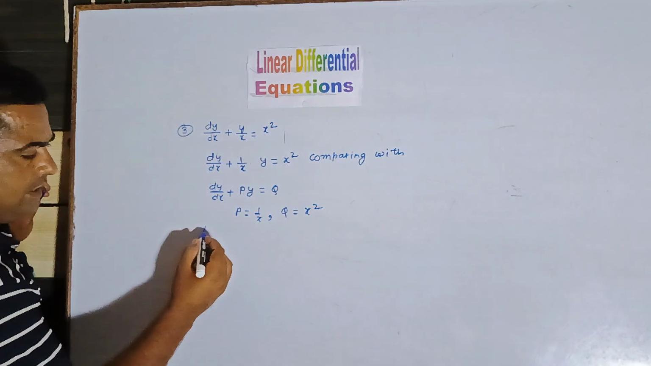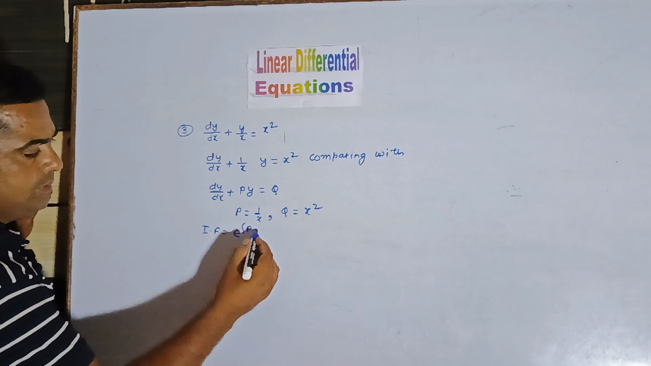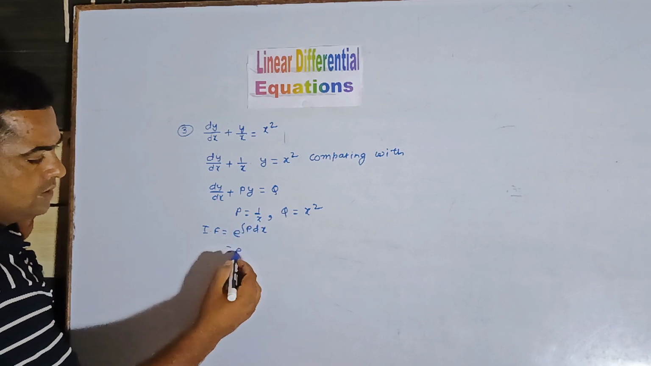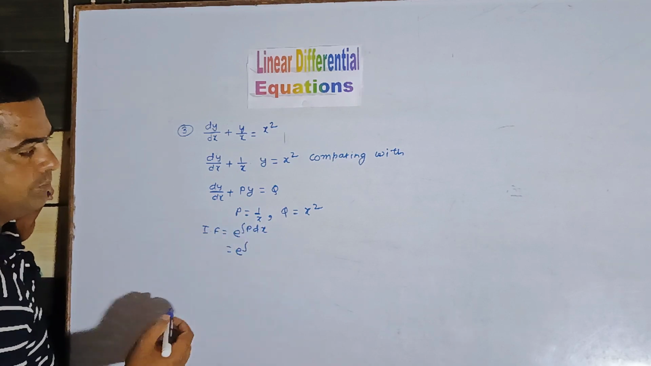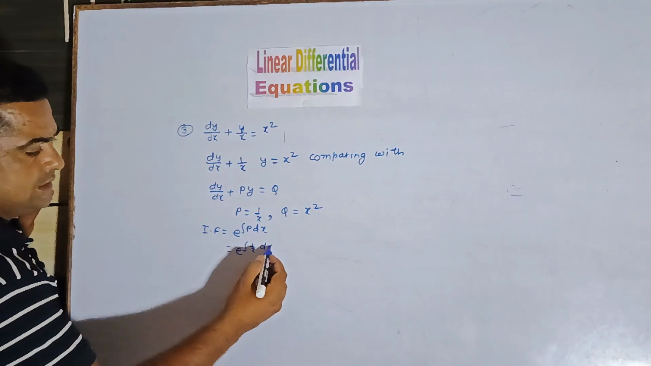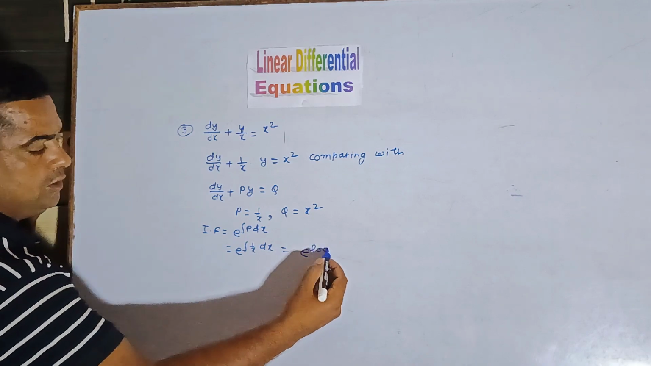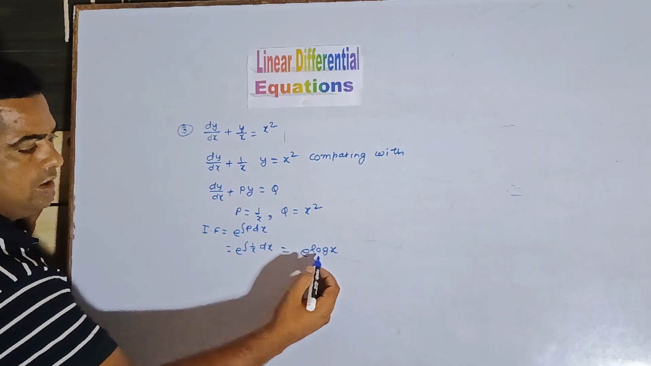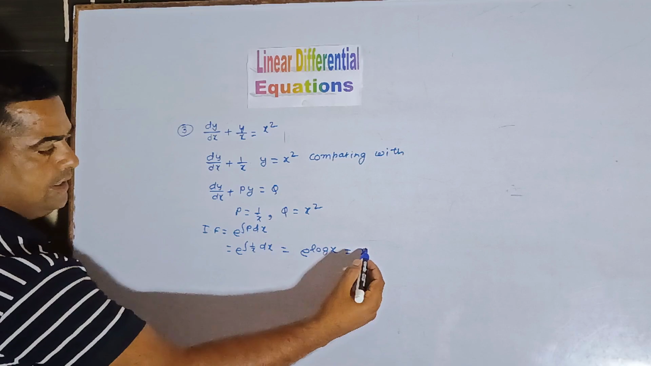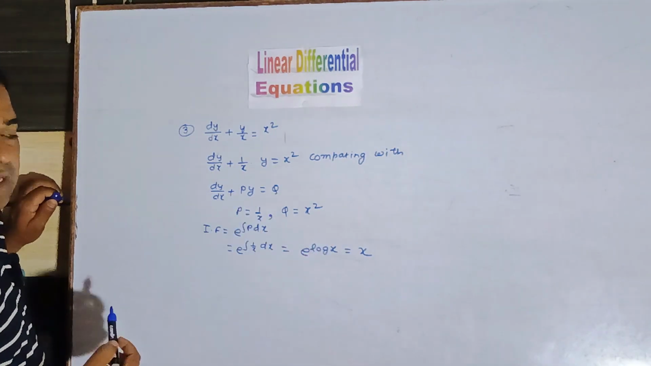Students, we will find here the IF, the integrating factor. This will be e to the power integral p dx, so e to the power integral of 1 upon x dx. Integral of 1 upon x is log x. So e to the power log x: e and log cancel out, so we get x. The value of e to the power log x will be x.